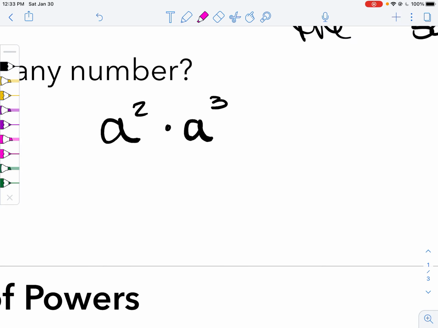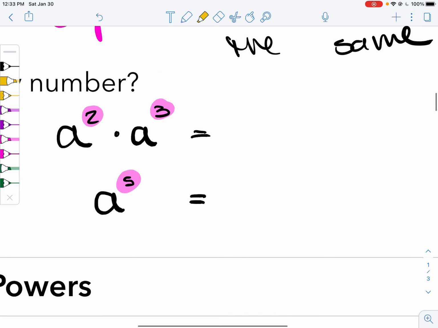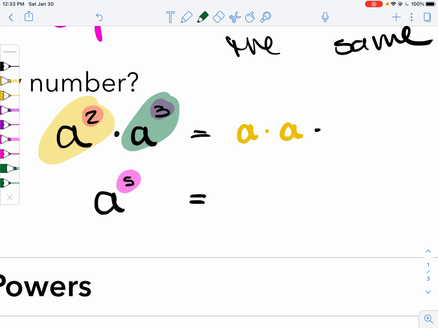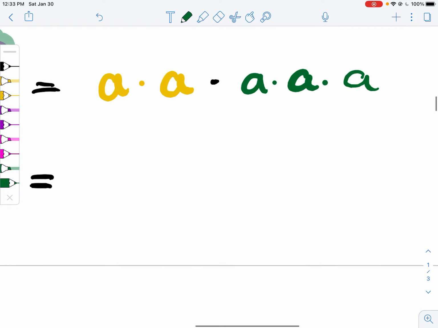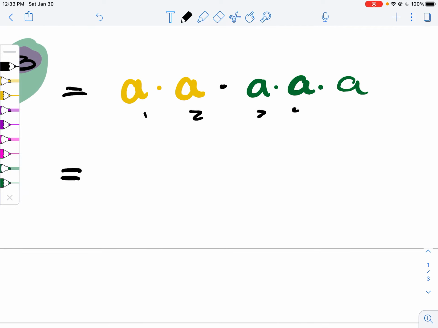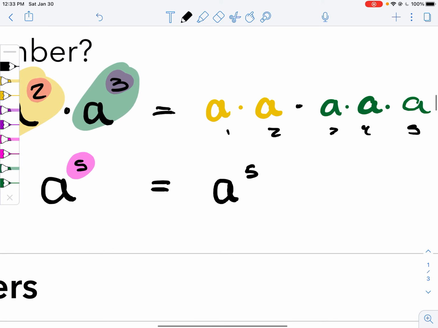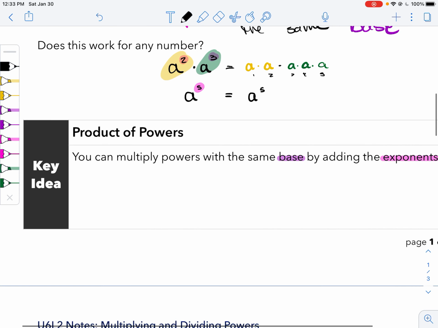And I claim, hey, since we're multiplying, you just have to take the 2 and the 3 and add them up and you're going to get a to the 5th power. That's what I claim, and I'm going to show you that it's true. Well, a squared, remember that's just the same thing as a times a. And a cubed, well, that's just the same thing as a times a times a. Now how many a's do I have? That's 5 a's. So that's a to the 5th power. Oh, hey, look. A to the 5th power is a to the 5th power. Nice.